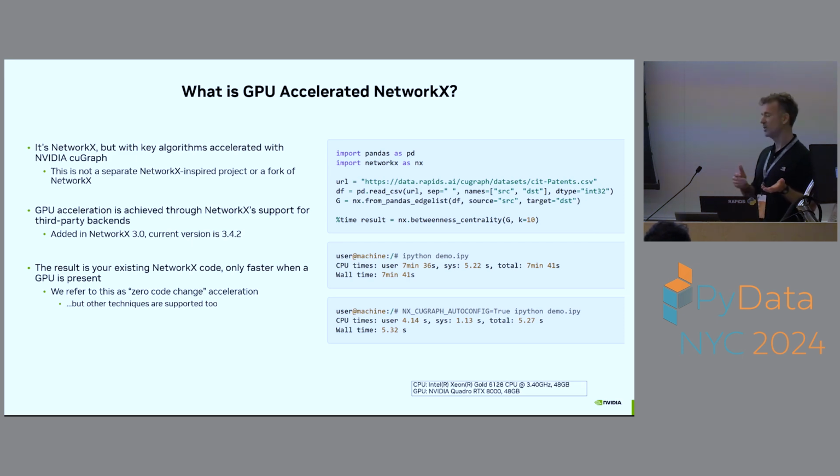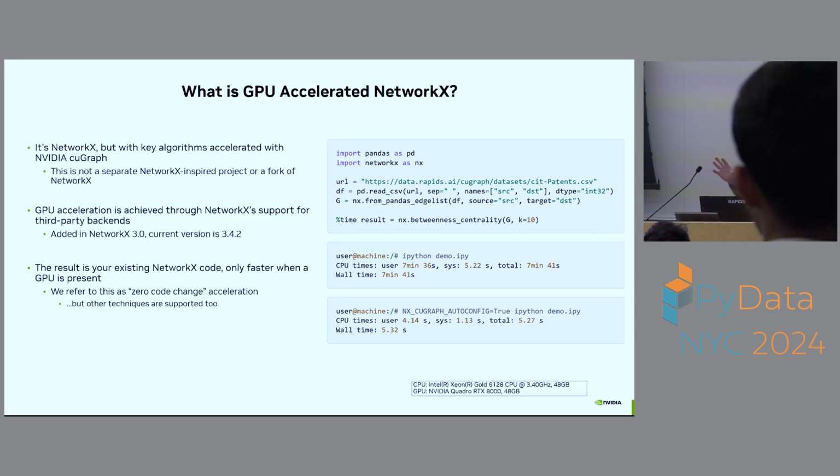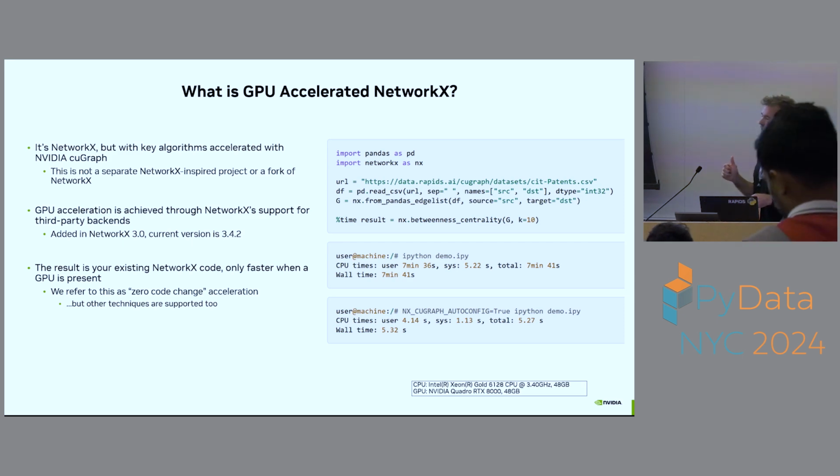And the GPU acceleration is made possible through NetworkX support for third-party backends. This was added in NetworkX 3.0. The current version right now is 3.4.2. So since 3.0, we've added various features that we've taken advantage of to accelerate NetworkX. And obviously the result here is the same NetworkX code you have written or someone else has written, only faster when the GPU is present.